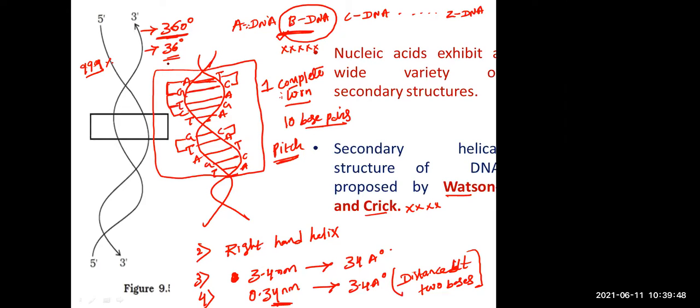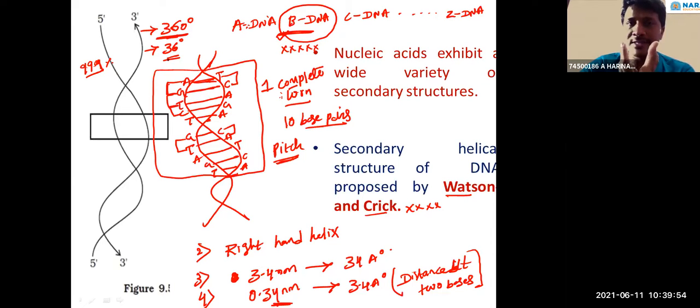So one base pair rotates 36 degrees. One complete turn rotates 360 degrees. So these are all about B-DNA, right?